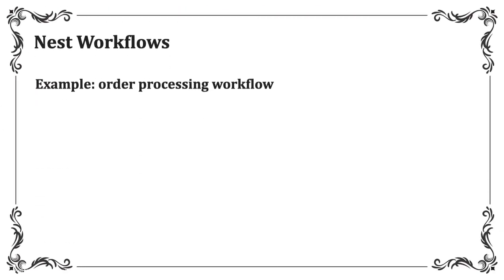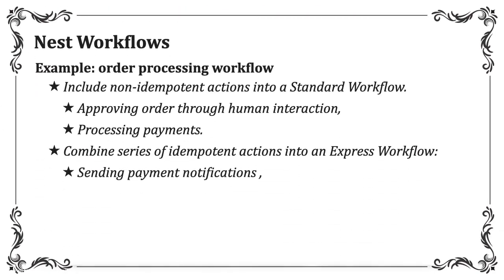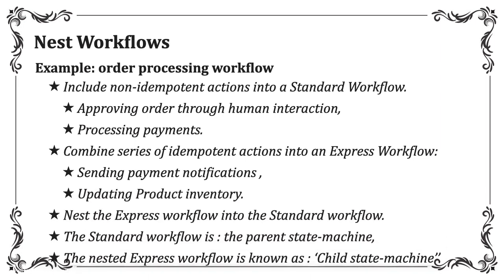For example, to build an order processing workflow, you can include all the non-idempotent actions in a standard workflow. This could include actions such as approving an order through human interaction and processing payment. You can then combine a series of idempotent actions, such as sending payment notifications and updating product inventory, in an express workflow. You can nest this express workflow within the standard workflow. In this example, the standard workflow is known as the parent state machine. The nested express workflow is known as a child state machine.